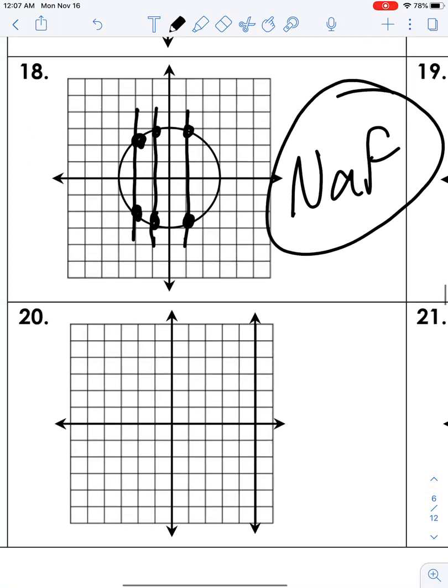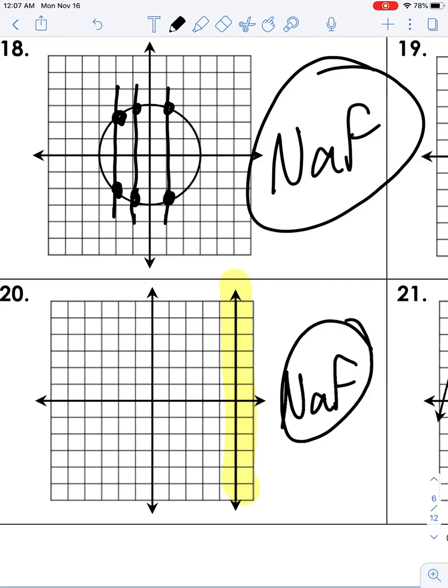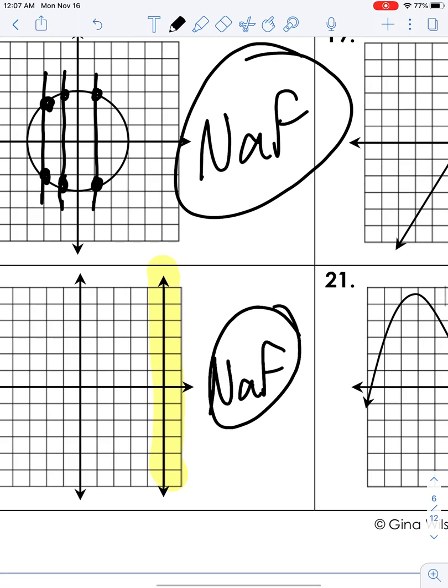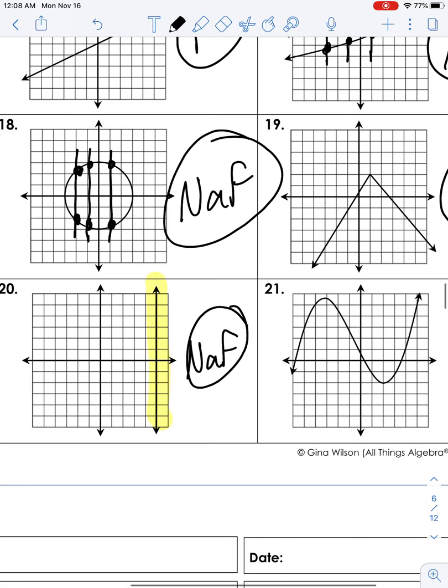Number 20. Well, that is the vertical line test. So obviously not a function. Meaning your whole entire graph is going straight up and down forever in both directions. So every single point is on that vertical line. Clearly not a function. You can't even have 2, much less infinity.